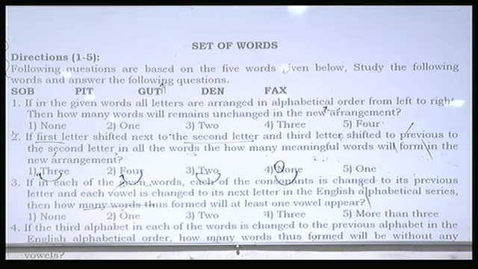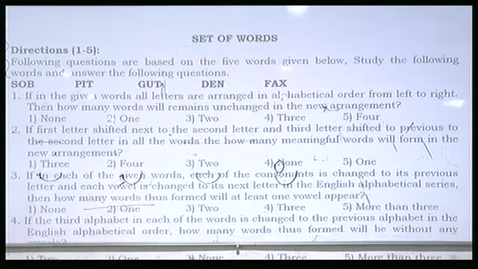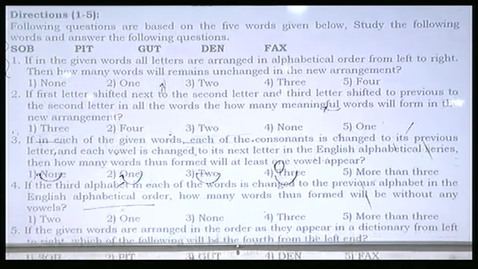Next one. If in each of the given words, each of the consonants is changed to its previous letter and each vowel is changed to the next letter, then how many words thus formed will have at least one vowel appear? Okay, this is how the questions were given. A tricky type of question. If you have time, we can easily solve, but the only thing is whether we can solve this one in that particular 20 minutes or not. Hence we must be very alert while working on these types of questions.